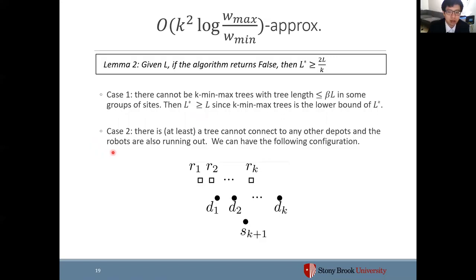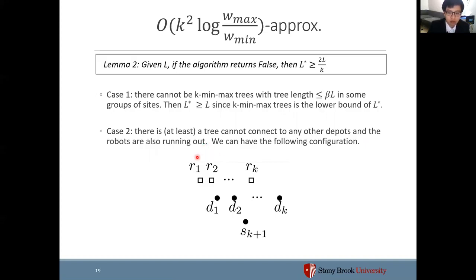The second case is more interesting. Let's say you can build this k min-max tree for all groups, but there's at least one tree that cannot connect to any other depots. And also the robots are running out, meaning there's no free robot at all.